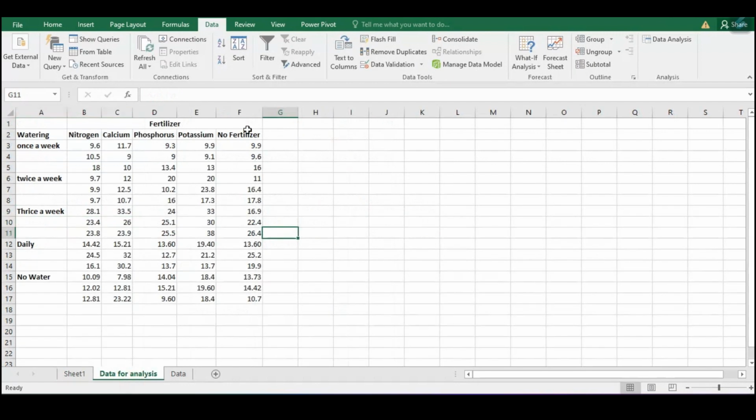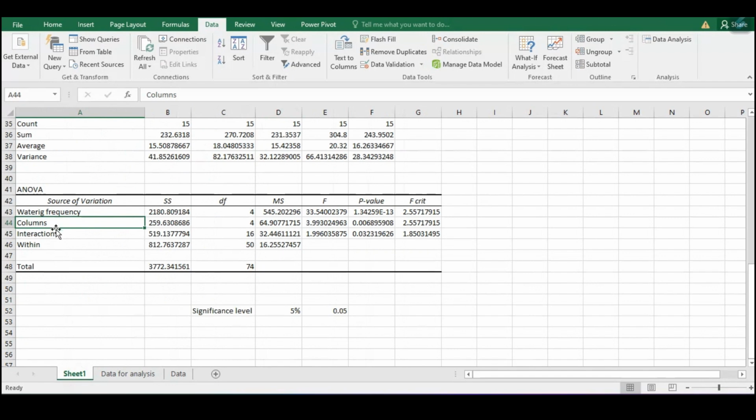Columns, fertilizer. These are the columns. So change again here. Columns, you put fertilizer type. And then that is the interaction. You can just let it really understand that this is the interaction between watering frequency and fertilizer type. So let us go to our p-value. Our p-value is where it makes sense to us.